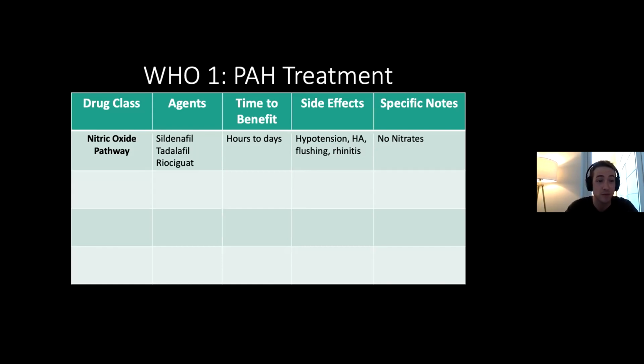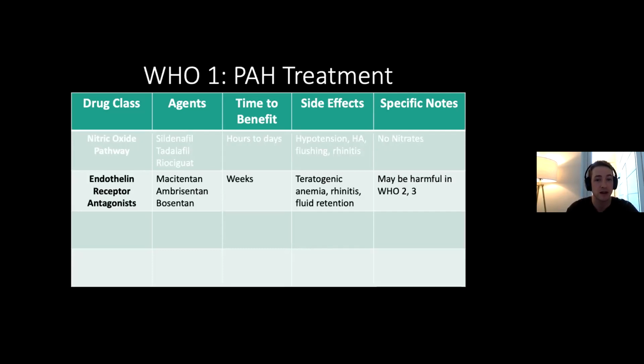Additionally, it's not uncommon for patients to be admitted while their meds are actively being up titrated in the outpatient setting. So recognizing side effects can be super helpful as well. The first pathway for pulmonary arterial hypertension treatment is the nitric oxide pathway. This involves sildenafil, tadalafil, and riociguat. We can see that these medications provide a benefit pretty quickly, but we need to watch out for some hypotension, headache, flushing, and to not use any nitrates with these medications.